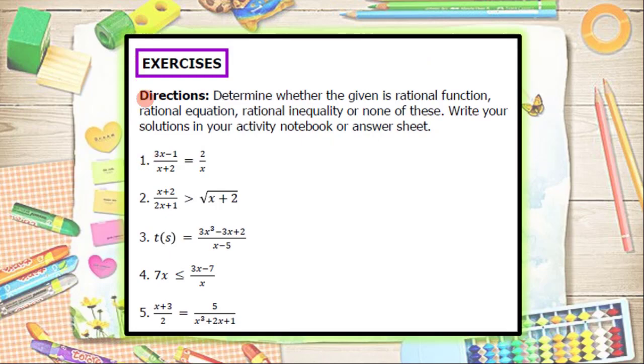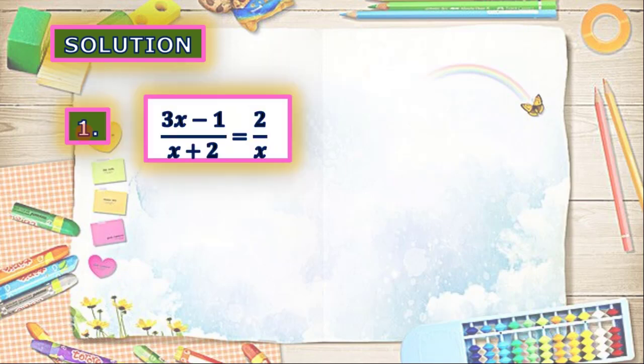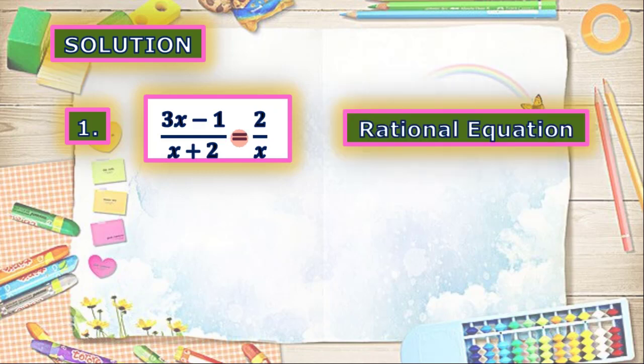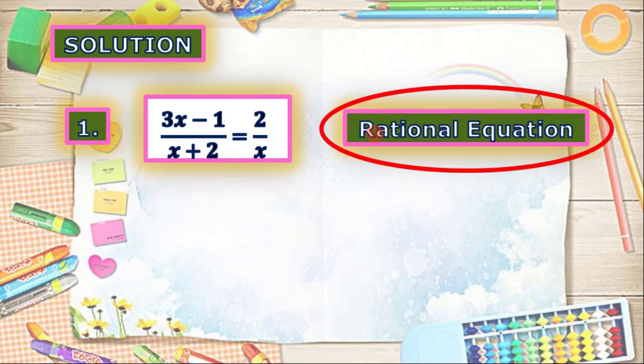Let's have some exercises. Directions: determine whether the given is a rational function, rational equation, rational inequality, or none of this. Write your solutions in your activity notebook or answer sheet. So we have numbers 1 to 5. Let's have this in the next slide. For number 1, we have 3x minus 1 over x plus 2 is equal to 2 over x. Since this involves equation or equality or an equal symbol, so this is a rational equation.